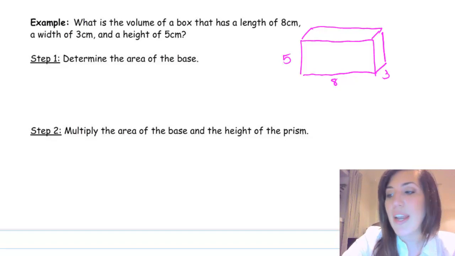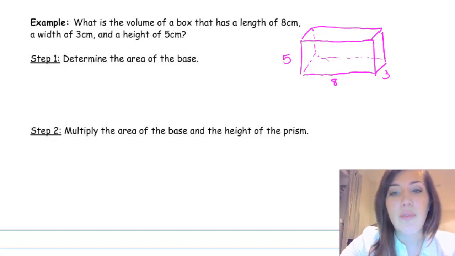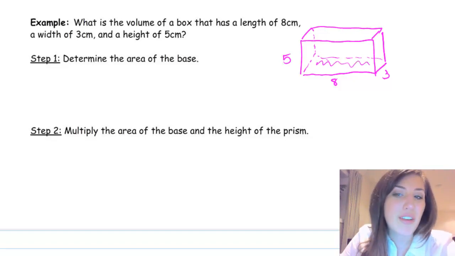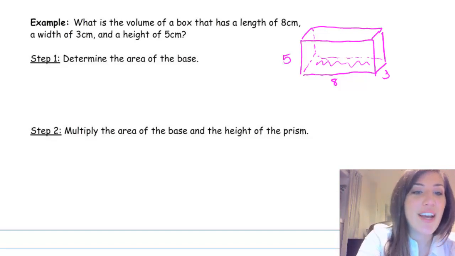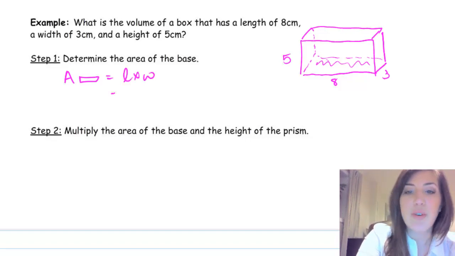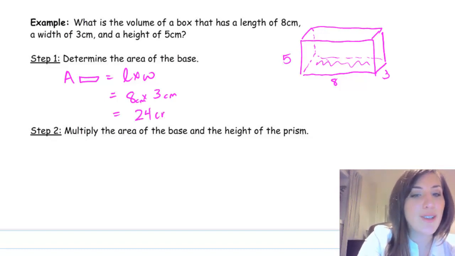And we want to know what is the area of the base. If we make this 3D, it looks kind of like this, and we want to know the area of this part down here. It doesn't really matter whether you do a rectangle one way or the other, which you'll see in a minute, because we're just going to times everything together. So the area of the rectangle equals length times width. Here we have length is 8 times width is 3, so 8 centimeters times 3 centimeters, which gives us 24 centimeters squared.